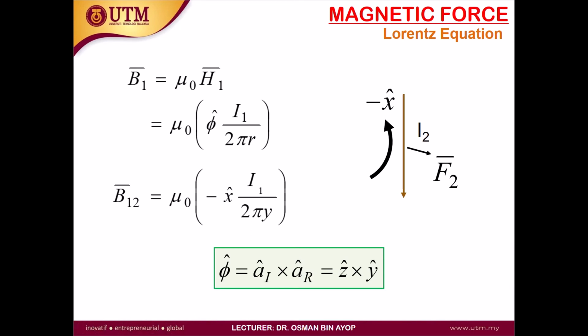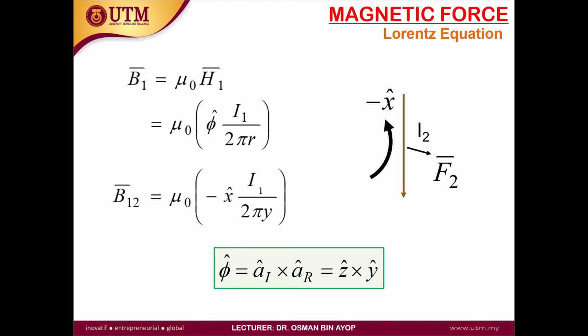So we have to change to a mutual coordinate system that can link these two situations. Basically we can change the phi into the negative x direction. But how? We can use this expression: the direction of phi is equal to the direction of current cross the direction of r. For the first case, the current is in the positive z direction and r is in the positive y direction. So phi equals z cross y, and z cross y is equal to the negative x direction.